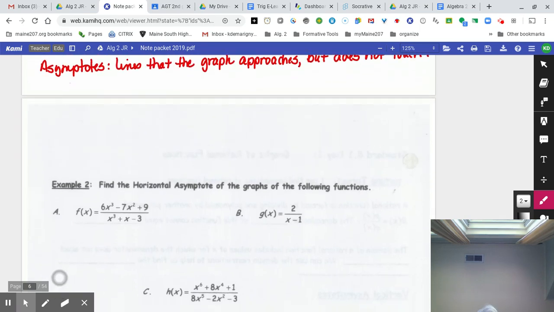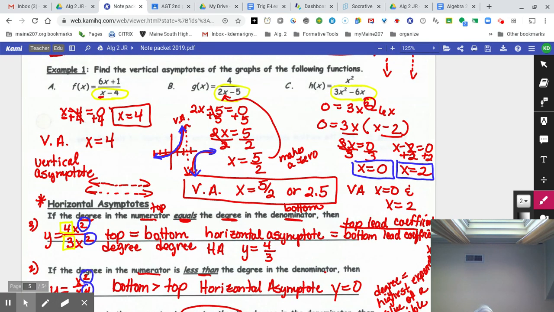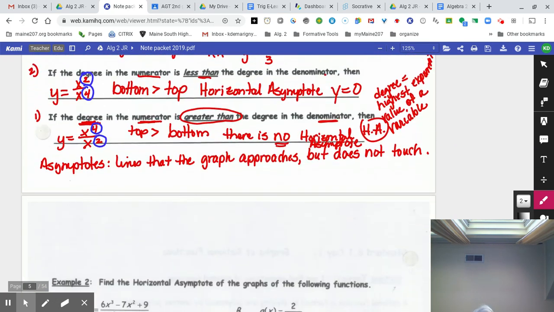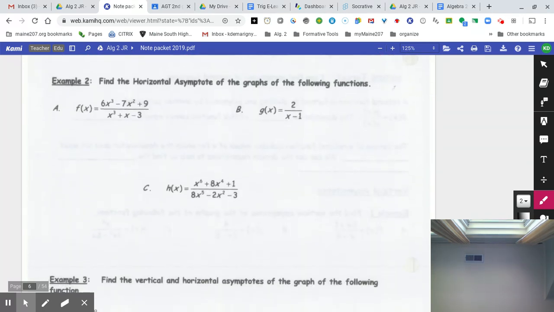Our example, it says example number 2. I wonder where example number 1 is. Oh, there it is. Finding your vertical asymptotes. Okay, so let's find some horizontal asymptotes. In order to find our horizontal asymptotes, I have to do some analyzing of top degree and bottom degree. So with number 1, or letter A, I'm going to look at the degree of the numerator. It looks like it's a degree 3, and the denominator is also a degree 3.